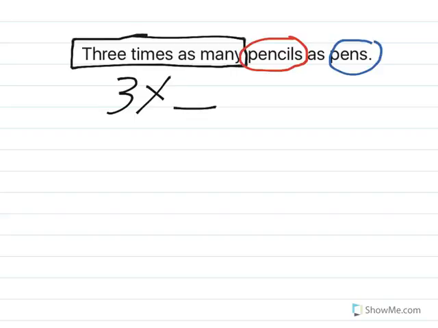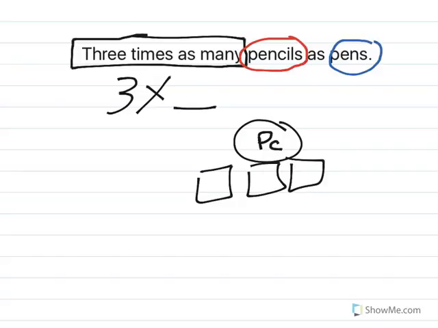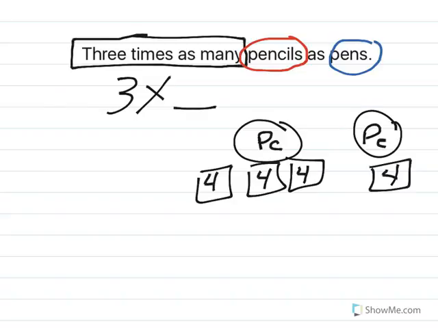Now according to my statement, the pencils have 3 times as many things. So I'm going to put my pencils. These are my pencils. Pencils have 3 times. There are 3 times as many pencils as there are pens. So let's say pens have 4, then pencils have 3 times 4, and that equals 12. That tells me that there are 12 pencils because 3 times the 4, which is the pens, equals 12.